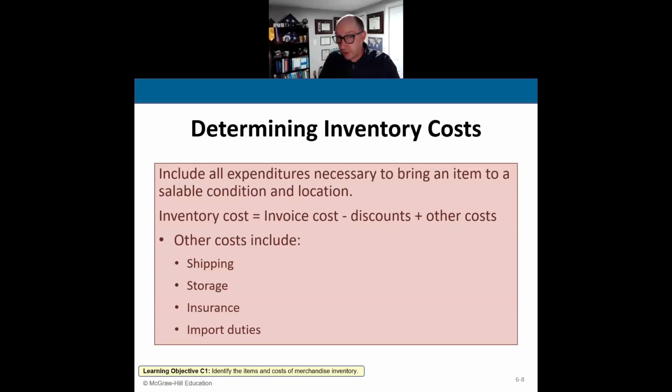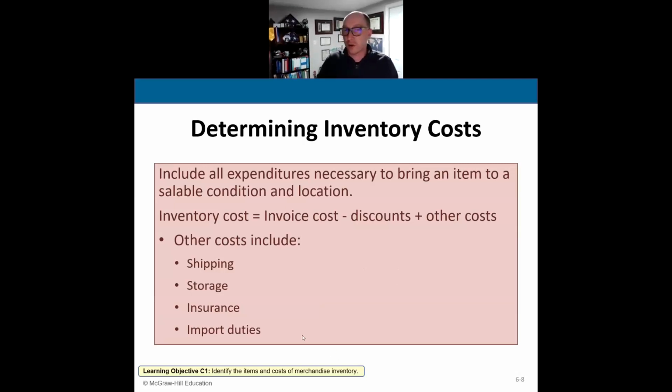Storage, you've got to keep your inventory somewhere. And sometimes there's a cost associated with that, right? Especially if you're renting a storage unit or something. Insurance, the cost of insuring the product from when it was shipped from your distributor to get it to you. Okay, cost of insurance. Sometimes that also includes the cost of insurance on the facility that the inventory is stored in. And any import tax that you had to pay to get the goods to you.